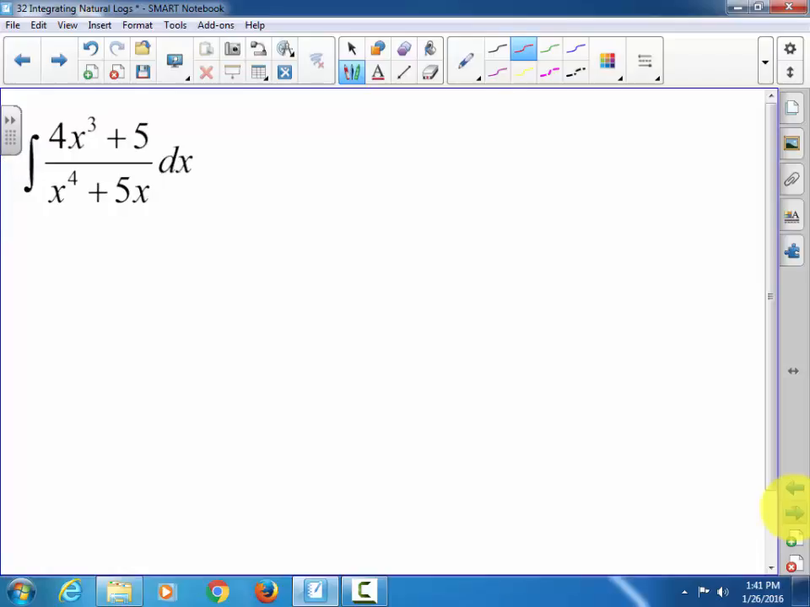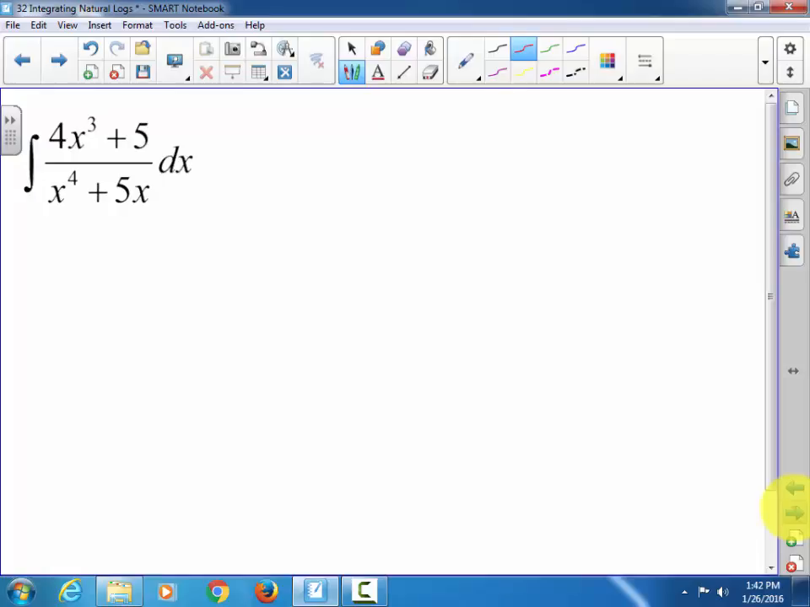Now, as you look at these problems, it's okay, and I'm very hesitant to say this, but I'm going to say it anyway. It's okay for you to get to a point where you skip some steps if you can. For example, when I look at that problem, I can tell you that the answer is ln of x to the 4th plus 5x. If you can look at it and work through it in your head, that's quite all right.